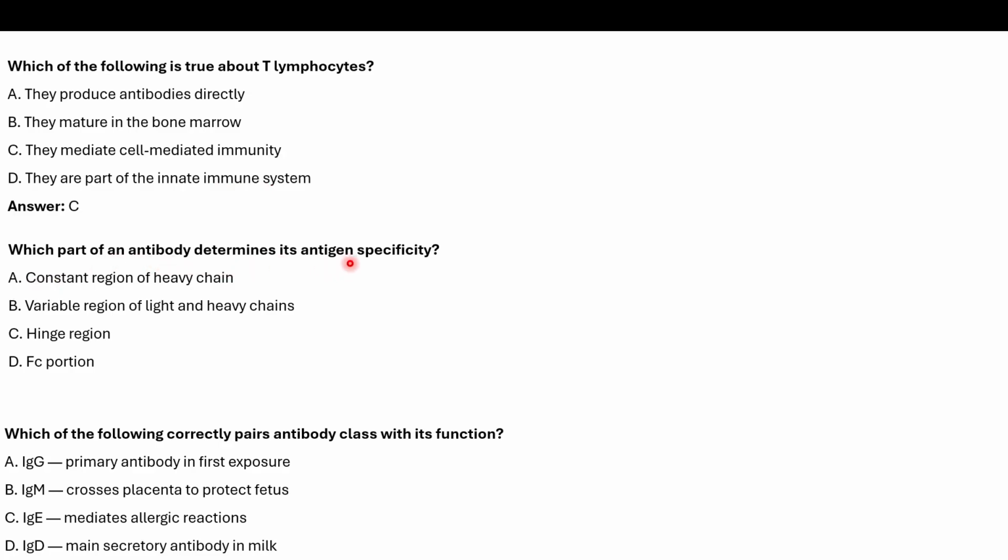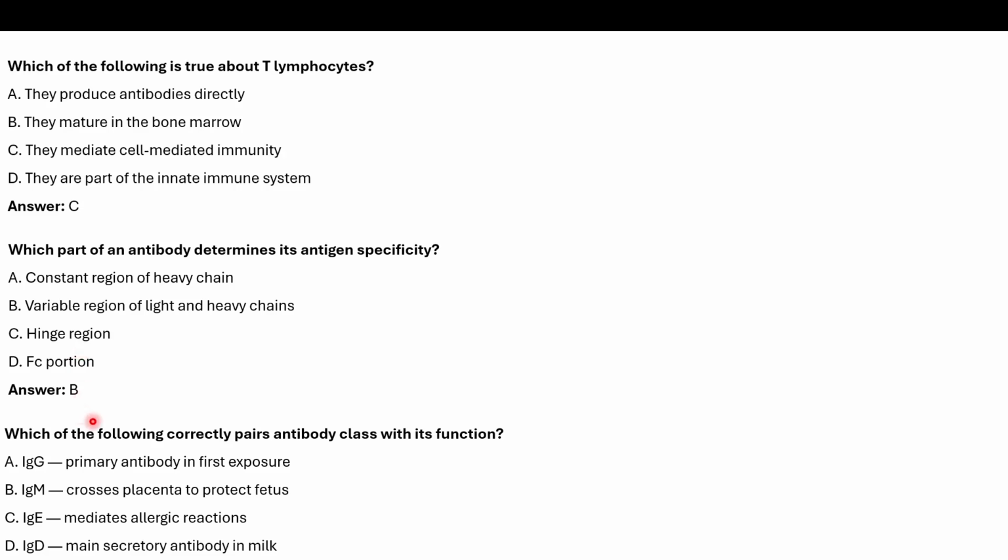Which part of an antibody determines its antigen specificity? So the constant region of heavy chain? No. If you remember the Y-shaped structure there, the variable regions of the light and heavy chains determine the antigen specificity. So correct option is option B. The flexibility of the hinge region helps in the binding interactions, but does not specify the interactions of the antibody against the antigen, but it provides the flexibility to bind to the antigen more tightly or weakly. Okay.